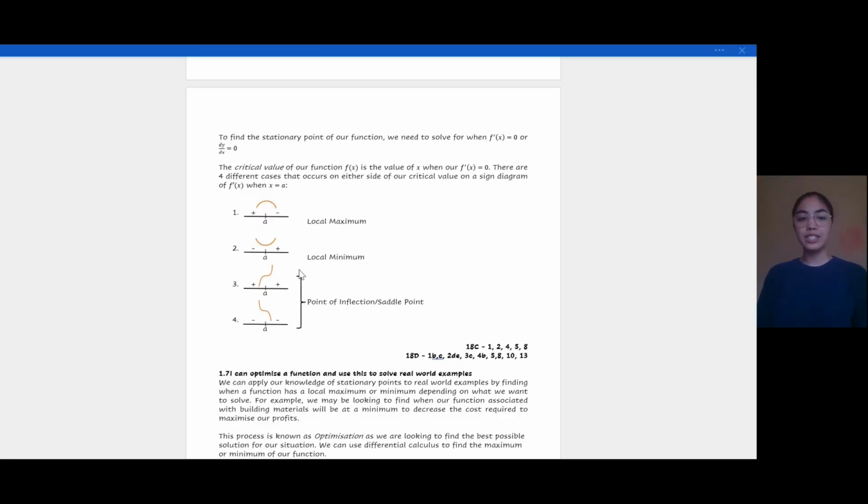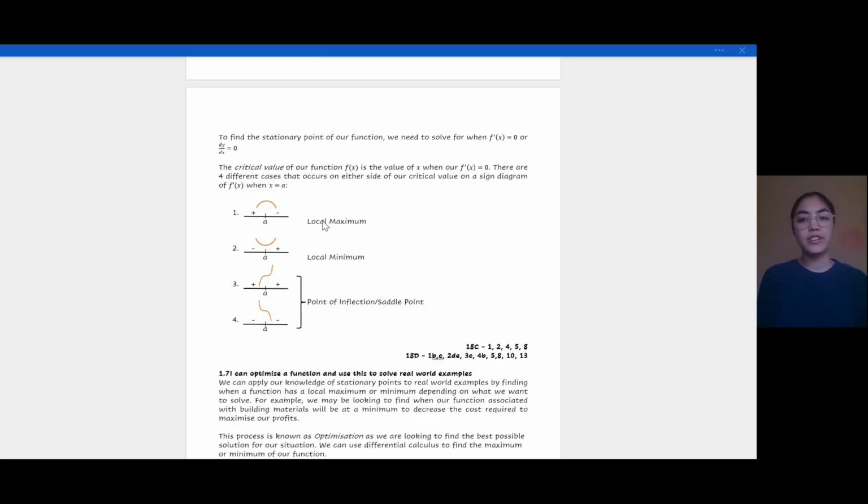We can use this critical value to determine whether our stationary point is a local maximum, a local minimum, or an inflection point. To do this, we have 4 different cases. In this first instance, once I've found my critical value, x equals a in this case, I'm going to put this onto a sign diagram.